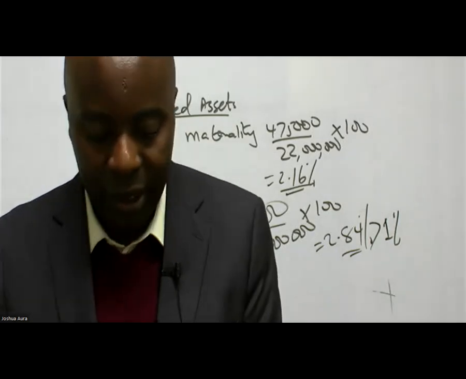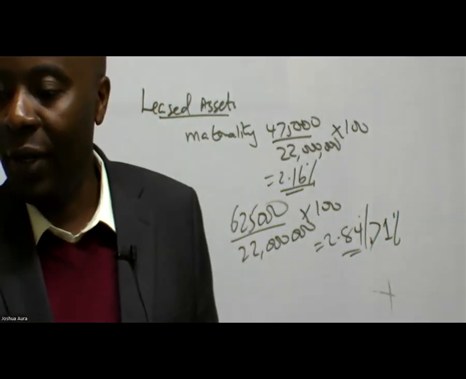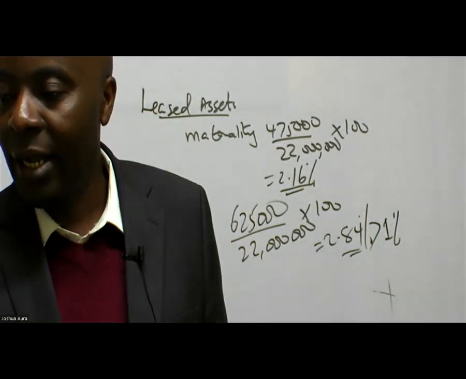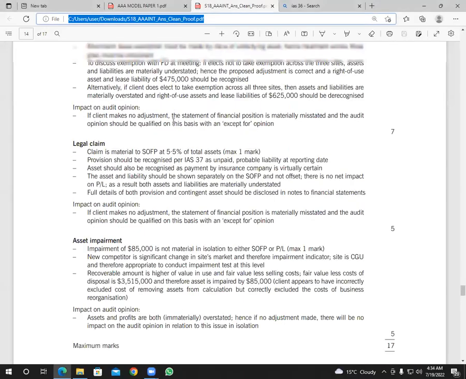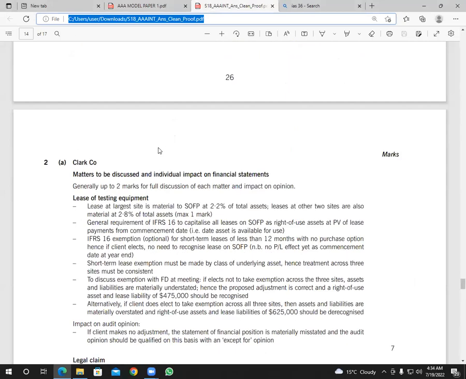So the answer is quite an interesting one. So what do we have, ladies and gentlemen, here? In the answer, this is what they have told us really. They're telling us here, very interesting, leasing over testing equipment. Lease at the largest site is material to the statement of financial position at 2.2. I hope you're able to remember this 2.16, which is the same as 2.2% of total assets.